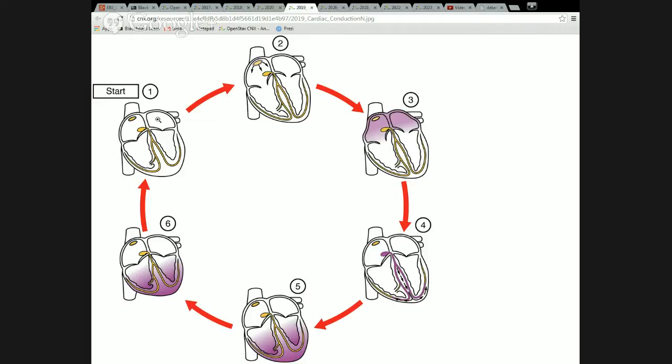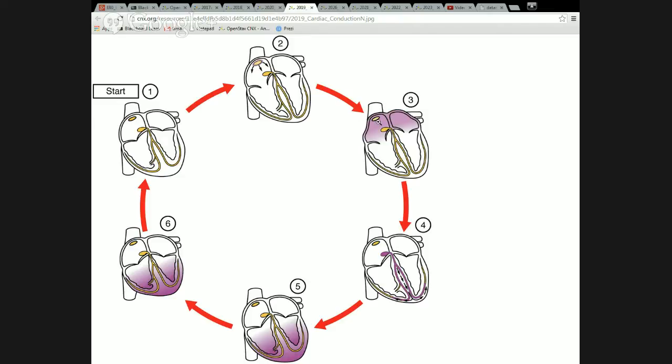So what happens first, the start point, the SA node is going to generate an action potential, okay? They don't really have anything in this particular part of the picture to suggest that's happening, but there's a little bit of a halo of purple around the SA node here, and the lines spreading out from it represent the fact that the signal is going to spread through the adjoining tissue. Now notice the wall of the atria at this stage compared to the wall of the atria here as the purple spreads throughout all the atria.